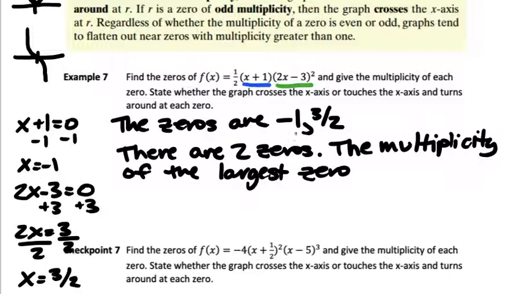I need to identify which of these two numbers is larger. That's going to be 3/2. Now, for the multiplicity of 3/2, I go back to my original problem and find the set of parentheses that led to that answer, and that's 2x minus 3. The exponent on that set of parentheses is 2. So the multiplicity of the largest zero is 2. Next, the multiplicity of the smallest zero.